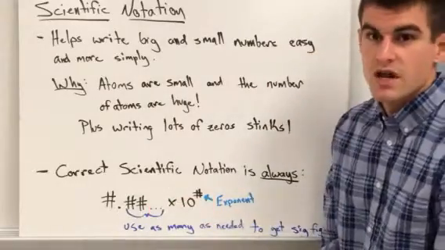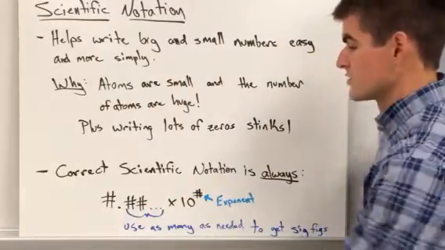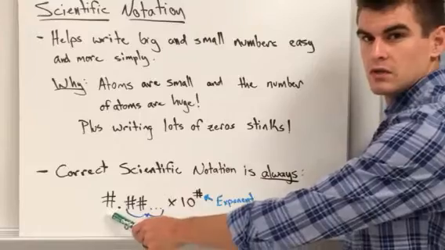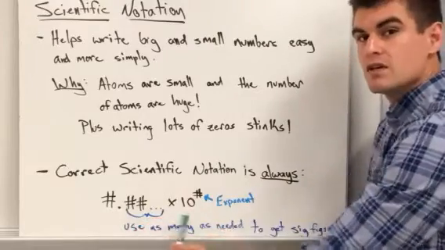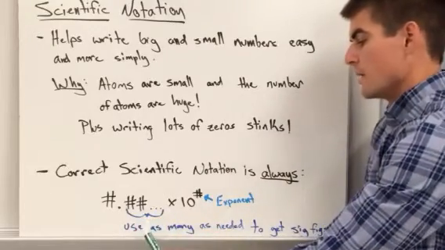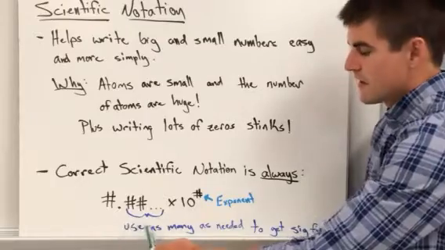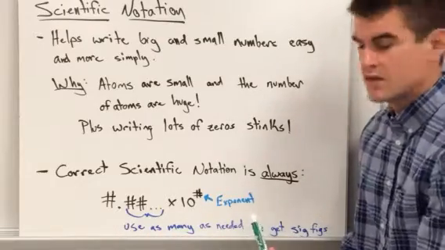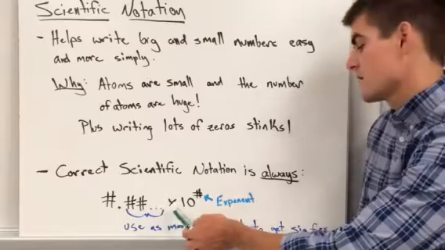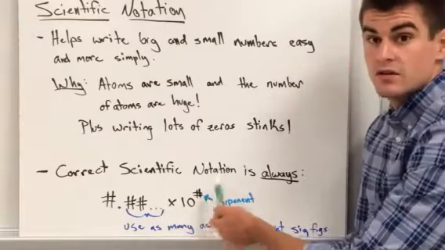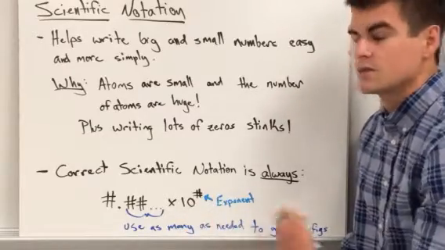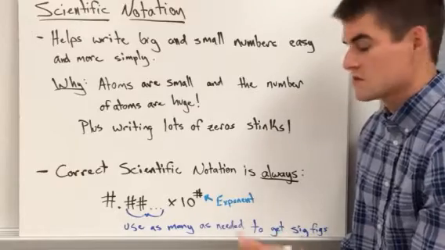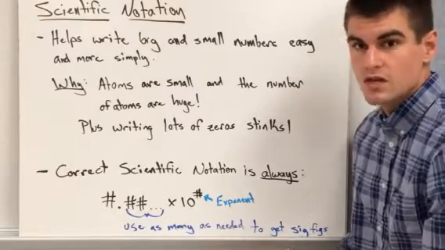Correct scientific notation is always going to look like a number, a decimal point, and then maybe some other numbers. How we determine that is how many sig figs we need. Then it's going to be times 10 to an exponent. That exponent can be positive or negative. We'll talk about which case needs each case in a little bit.